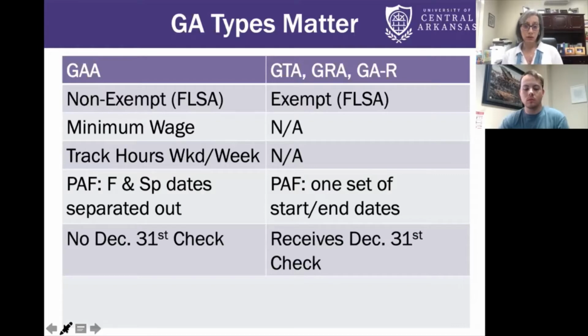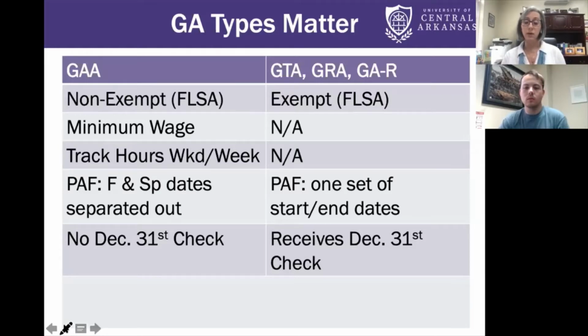And then the result of that, and this is why it becomes really important to communicate to students what type of assistantship they're on, is that a GAA will not receive a check on December 31st, whereas the other types of GAs do receive a check on December 31st. So again, it's important to communicate that to students because they obviously have to plan ahead in terms of budgeting their monies. Some people might think that because the GTAs and so forth are receiving an extra check, they're making more money, and they're actually not.